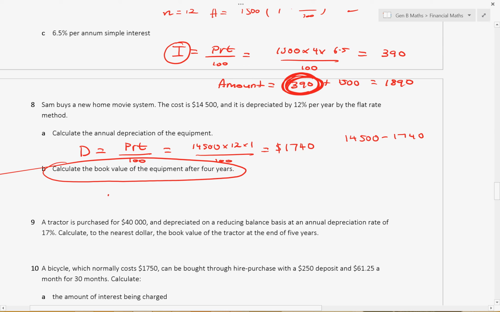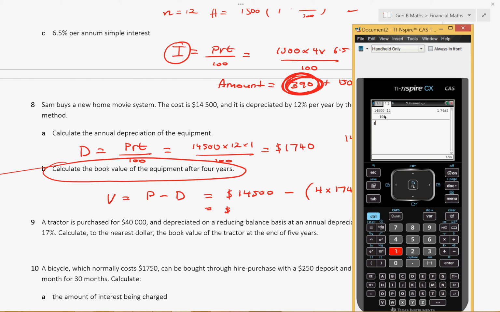So the book value is equal to the principal minus depreciation, which is equal to my $14,500. And because it's a flat rate depreciation, it's actually just 4 of those, isn't it? You could just do that. You can't do it with the other one. What's the other depreciation called? Reduced balance. Yes, you can't do it with that one.